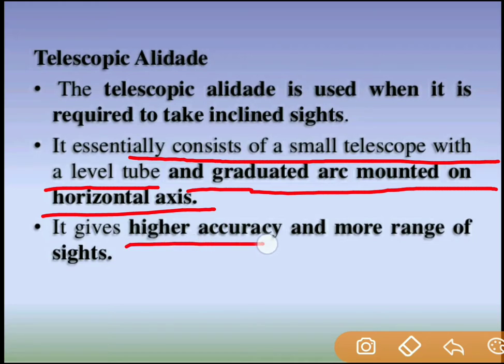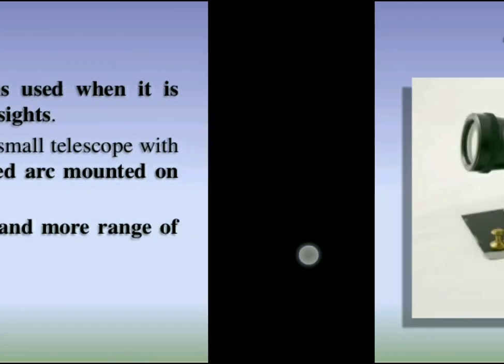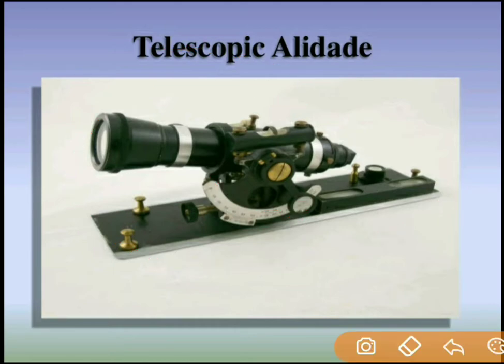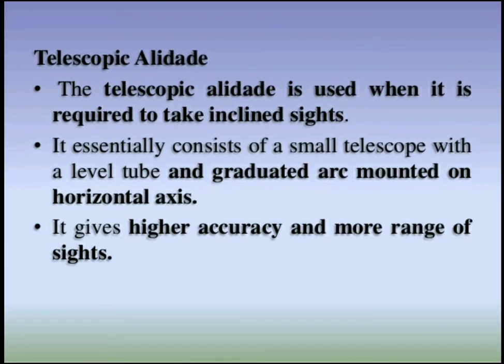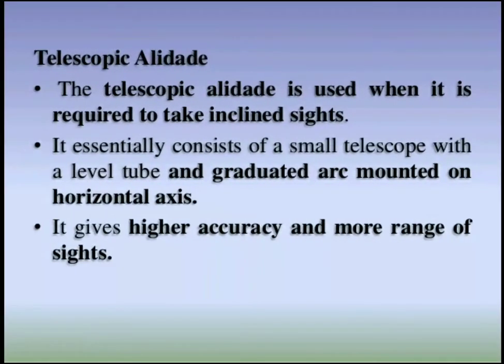It gives higher accuracy and more range of sights. When comparing the simple alidade and the telescopic alidade, the telescopic alidade gives high accuracy and more range of sight. Clear? This is the telescopic alidade. Here we have a circular plate, and if we want to take angles, then we use the telescopic alidade. Look here, the graduated arc is mounted on the horizontal axis. This is the graduated arc. Next.